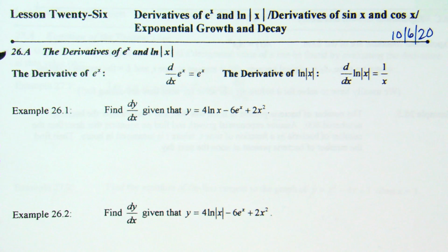So, the first two rules up here, derivative of e to the x. The derivative of e to the x is e to the x. About the only time that ever happens, but the derivative of e to the x is itself. It does not change.